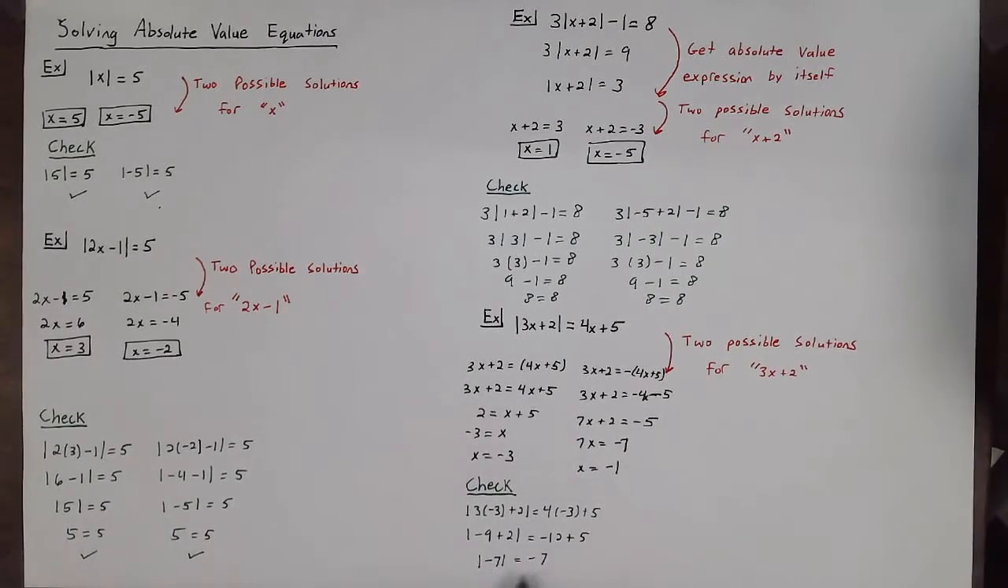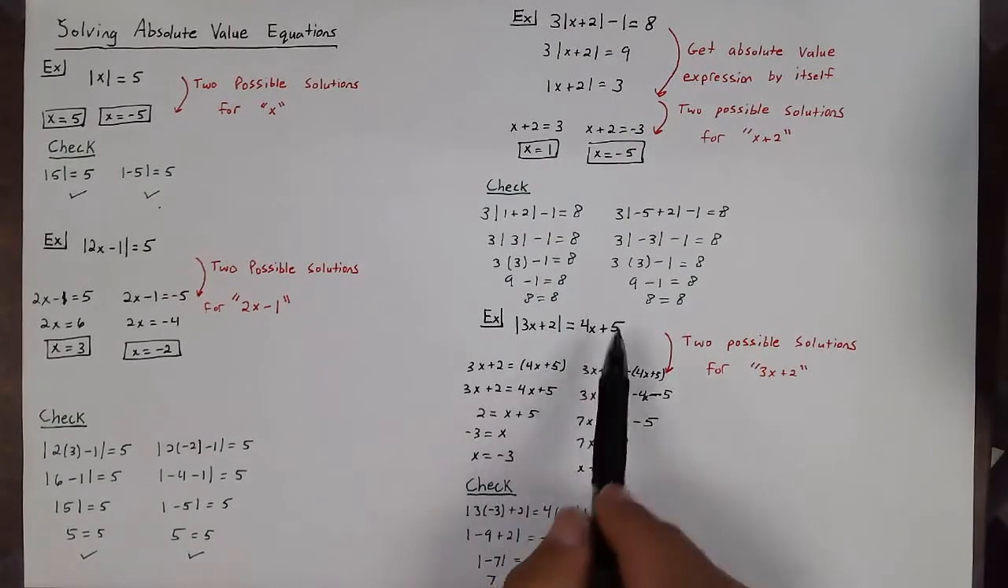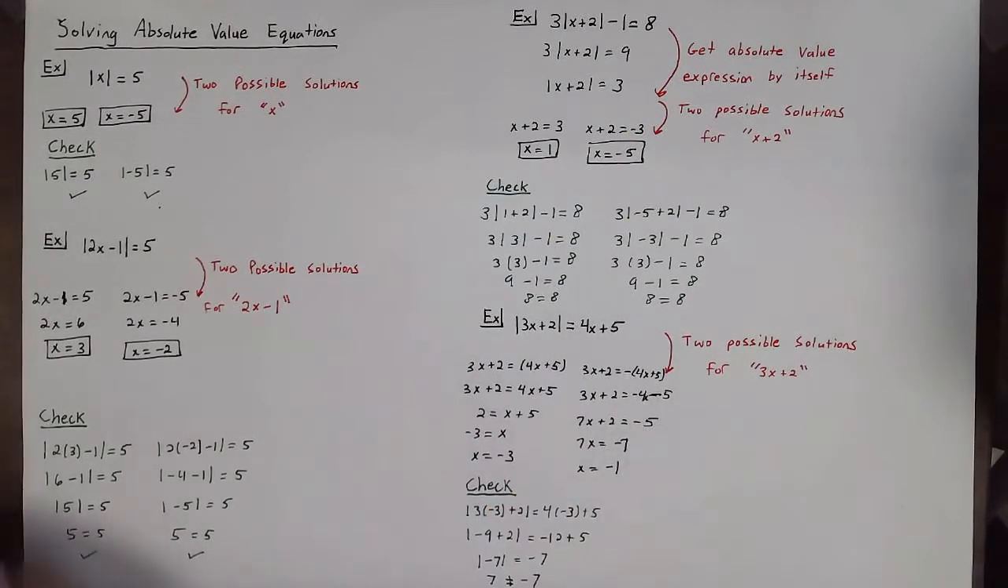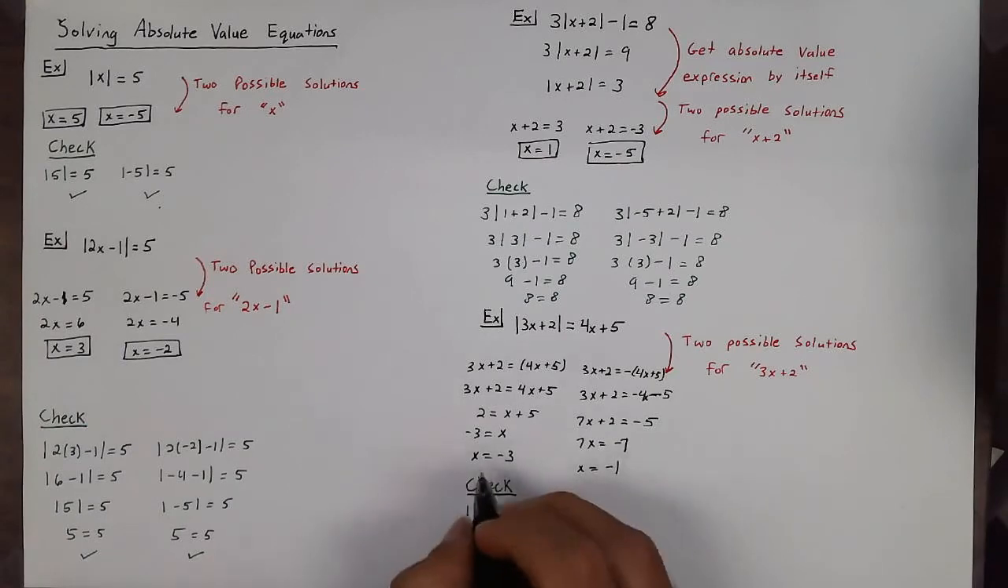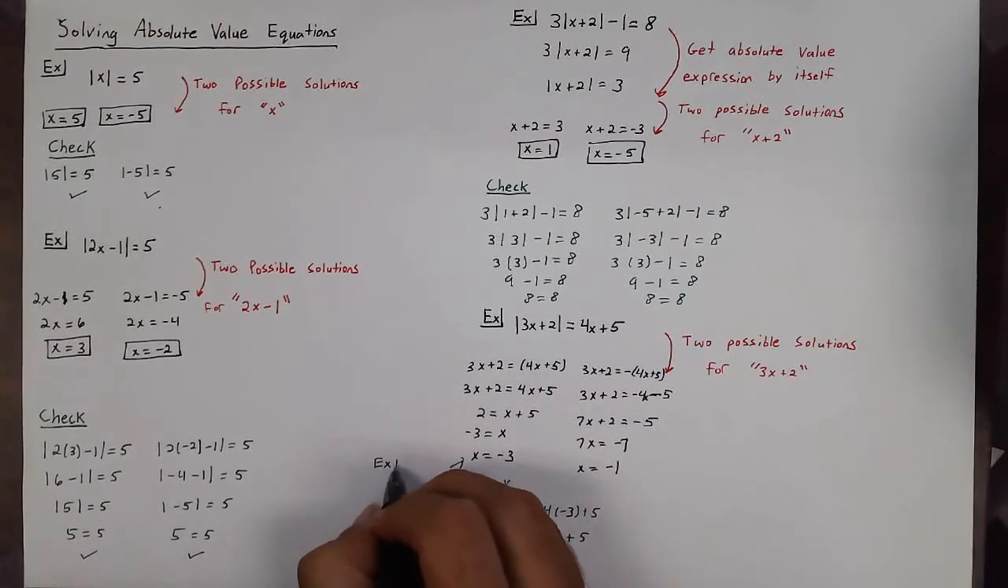Now you'll see here the absolute value of negative 7 is equal to negative 7 itself, which is a conflict, because when I take the absolute value of negative 7, that'll be a positive 7, but that will not equal a negative 7, meaning that this x equals negative 3 is not a solution of the original equation. We refer to that as an extraneous solution.